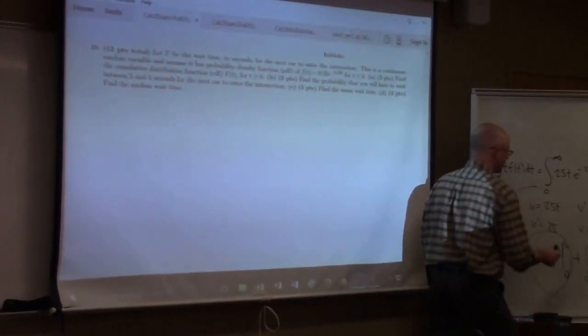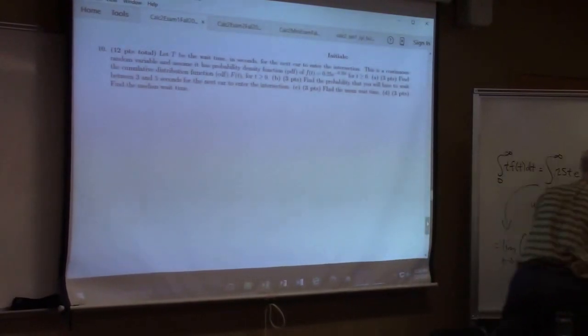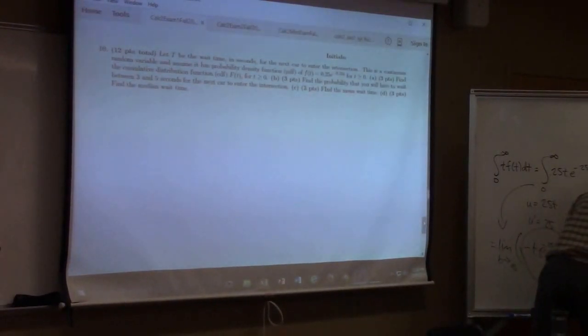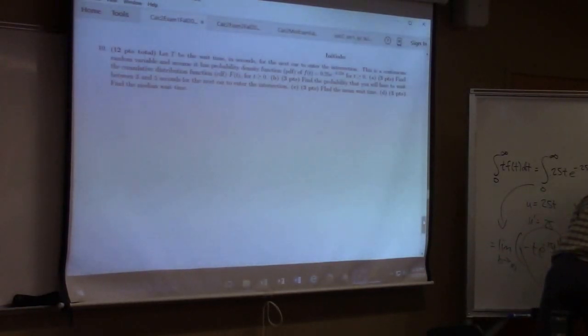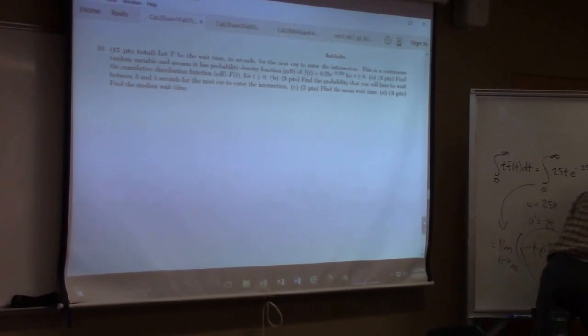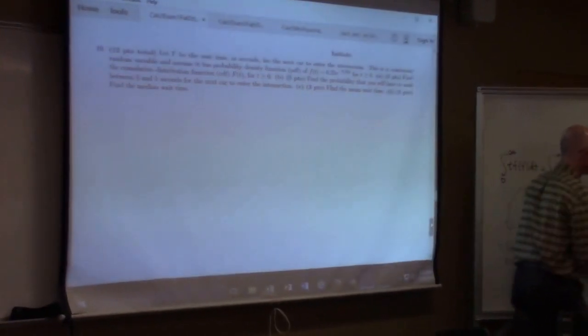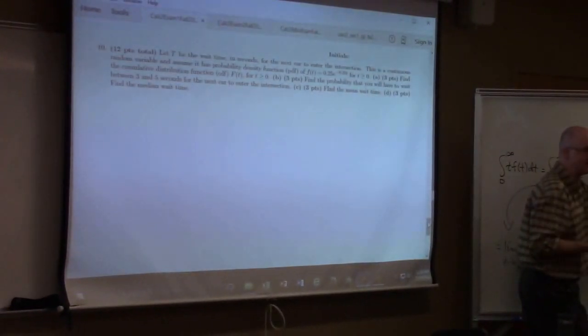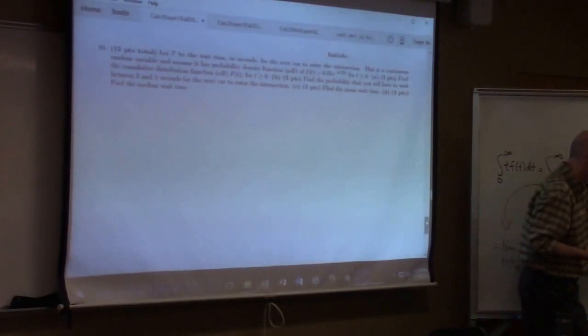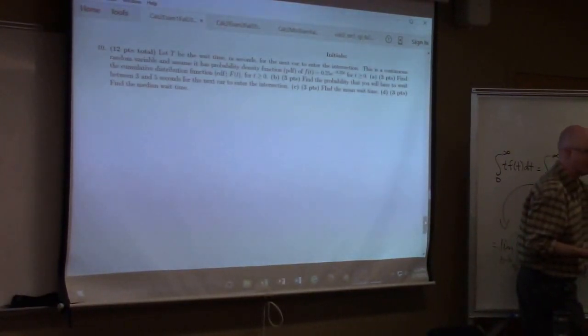So you're just left with that integral. And the antiderivative will be negative 4 e to the negative 0.25t, evaluated from 0 to b. When you plug in 0 in this case, it doesn't go away. e to the 0 is 1. You get a 1 there.